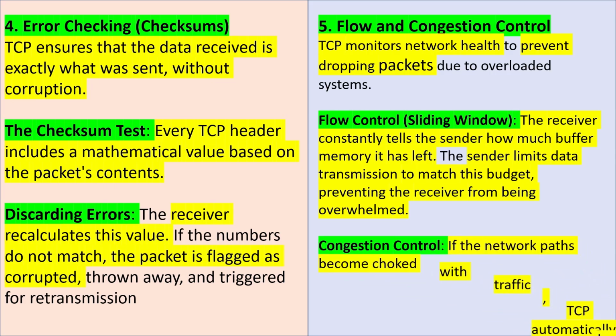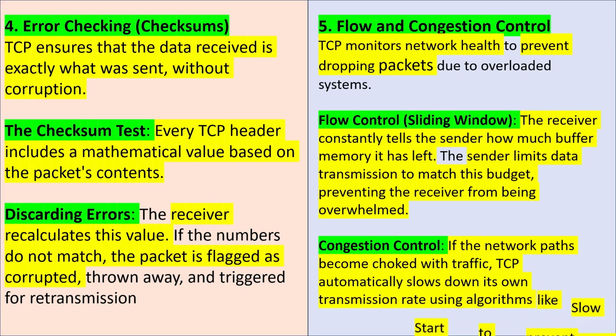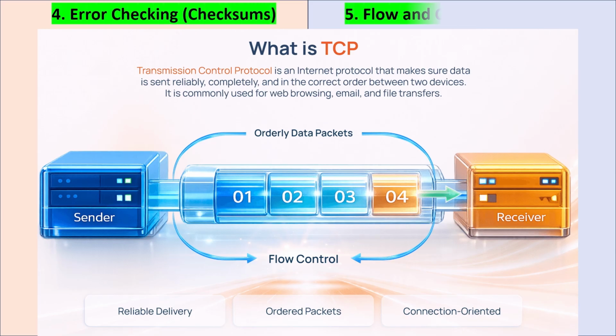Congestion control: if the network paths become choked with traffic, TCP automatically slows down its own transmission rate using algorithms like slow start to prevent network collapse. Checksums and error checking. Flow and congestion control.